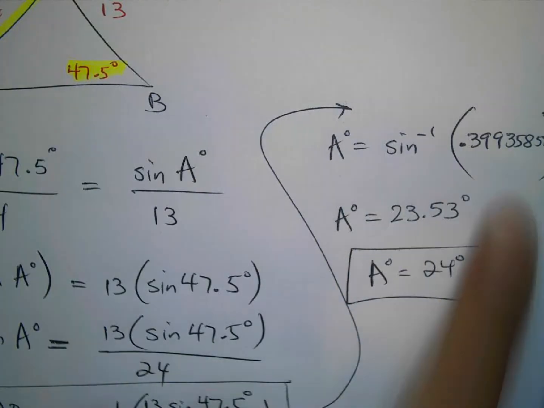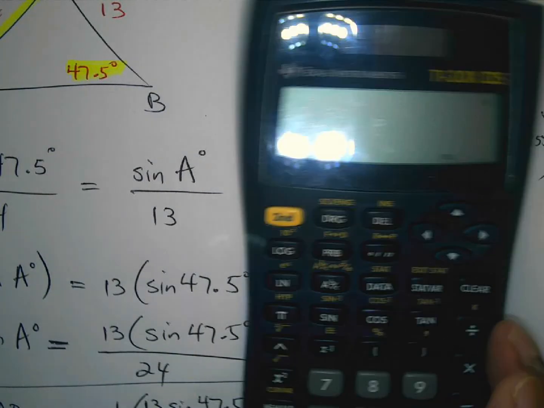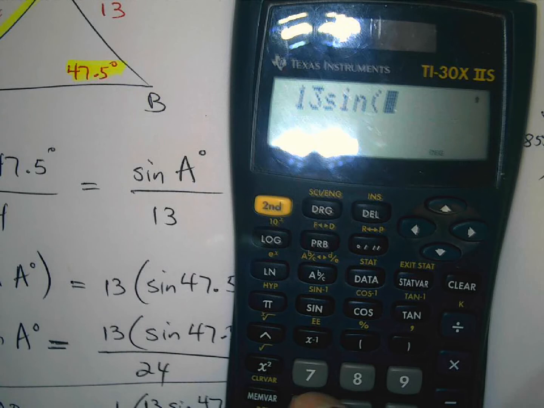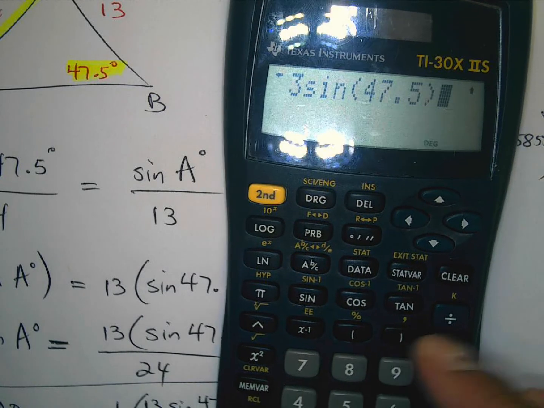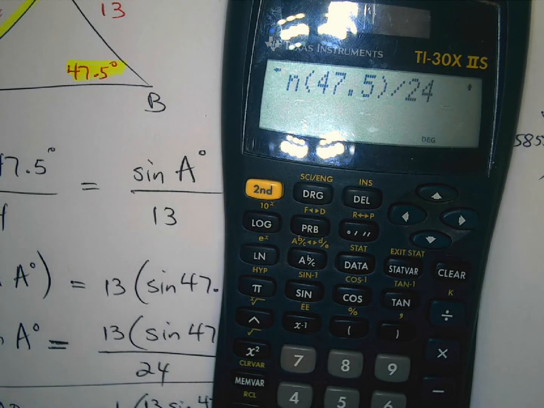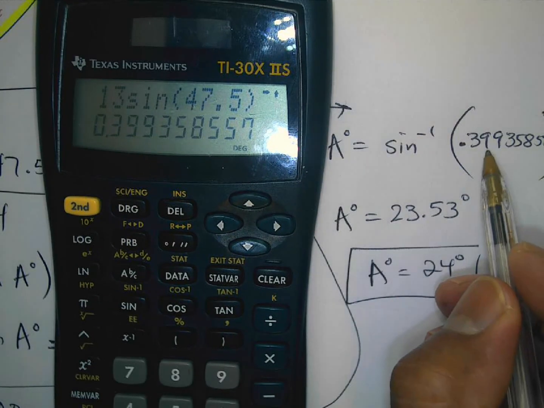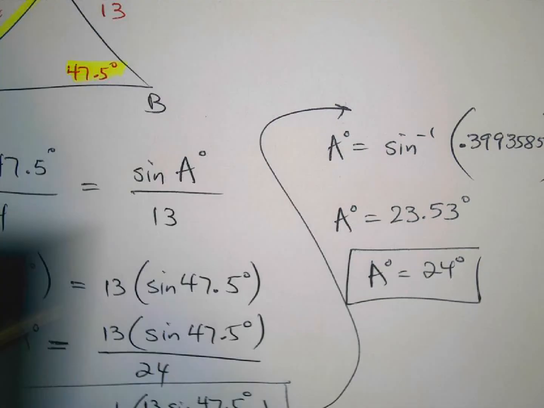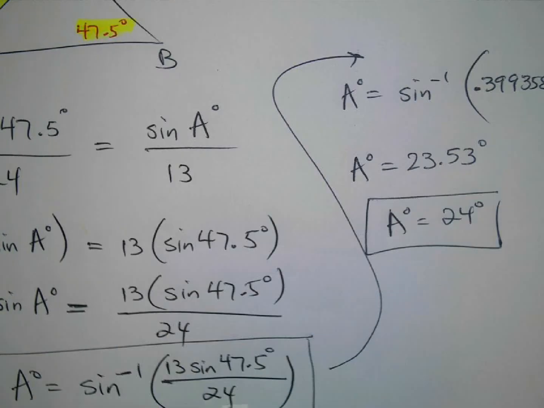Let me try this again. See if you don't. Maybe I copied the numbers wrong. 13 sine 47.5 over 24, 0.399,358,557. Okay. All right, it's good.